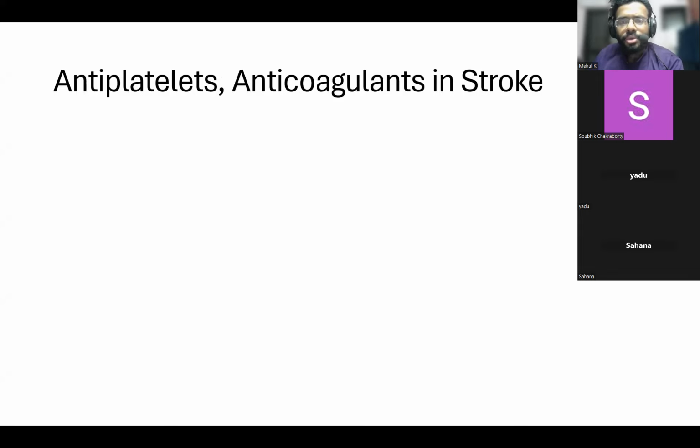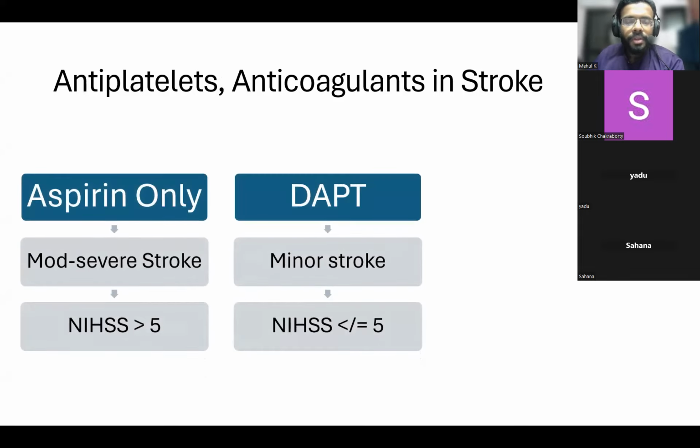Going to antithrombotics in stroke, you can give aspirin or aspirin plus clopidogrel. This is going to be a little bit tricky. If you have a very severe stroke, NIHSS more than 5, generally you give only aspirin, because if you give dual antiplatelet, the risk of bleeding is very high. So, unacceptably a little bit too high.